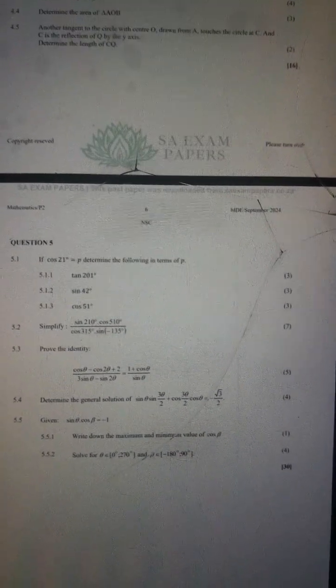Let's start with 5.1. At 5.1, we are told that if cos 21 is equal to p, determine the following in terms of p. The first question will be 5.1.1, tan 201. Then the second one is sin 42. The third one is cos 51. Let's start with 5.1, guys.